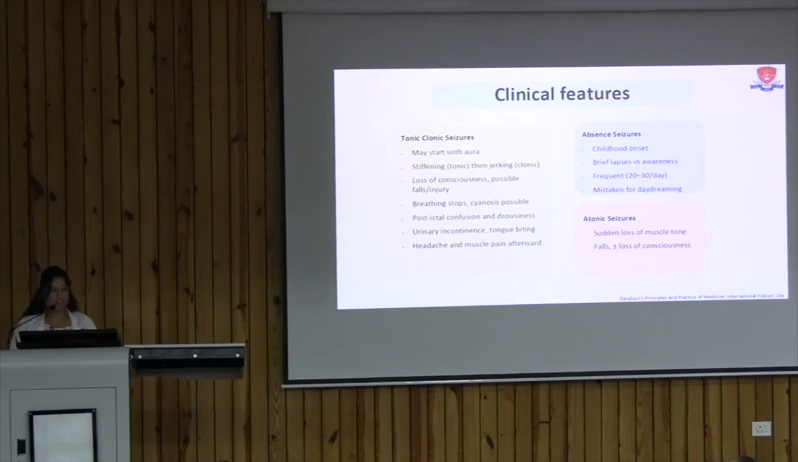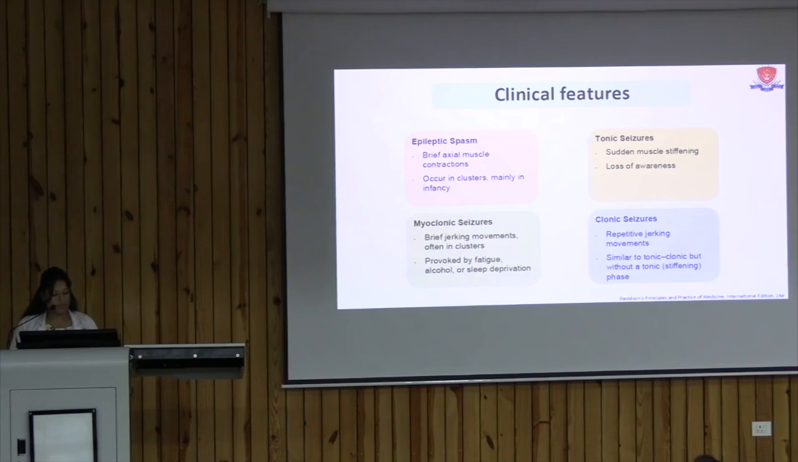Absence seizures typically begin in childhood and involve brief lapses in awareness. They can occur 20 to 30 times in a day and are often mistaken for daydreaming. Atonic seizures involve a sudden loss of muscle tone leading to a fall with or without consciousness. Epileptic spasms are characterized by brief axial muscle contractions that typically occur in clusters and are most commonly seen in infancy. Tonic seizures involve sudden muscle stiffening and may be accompanied by a loss of awareness.